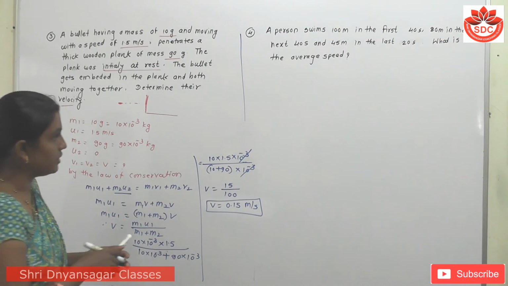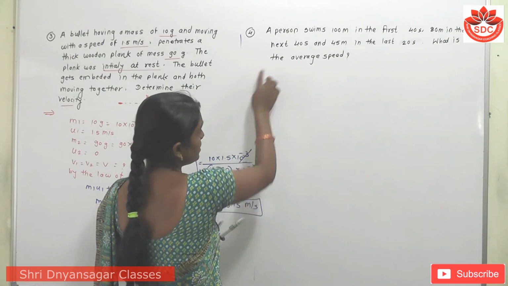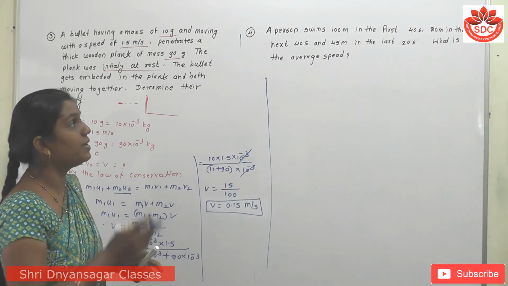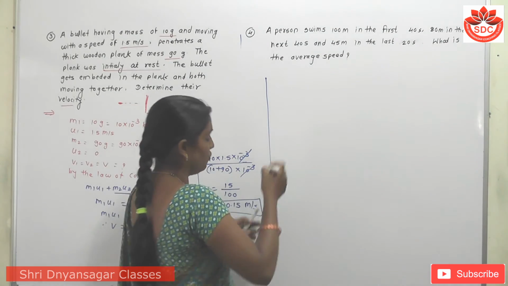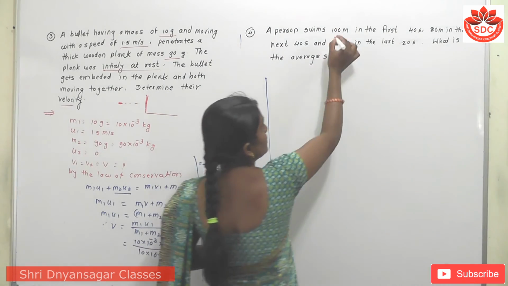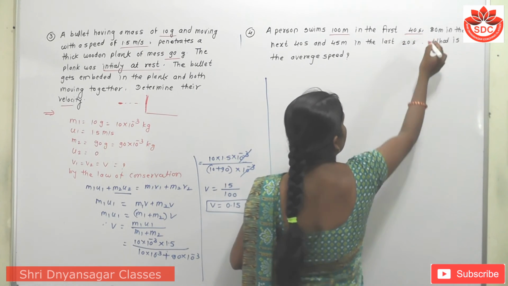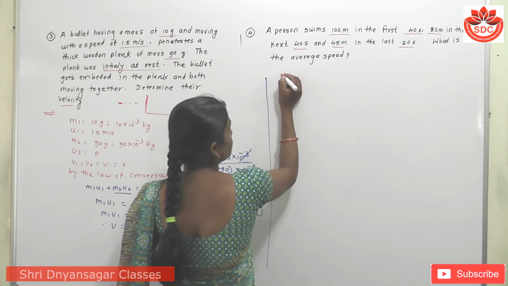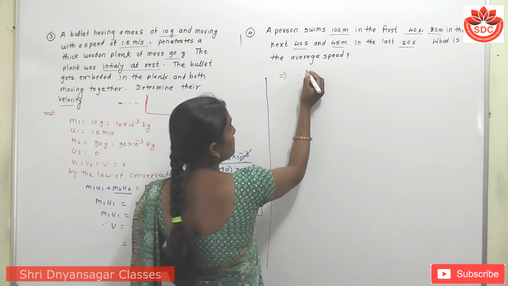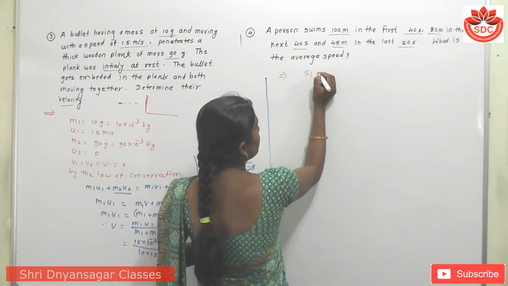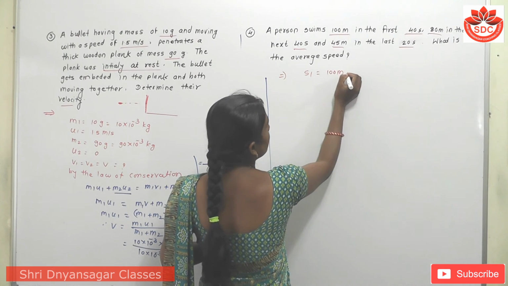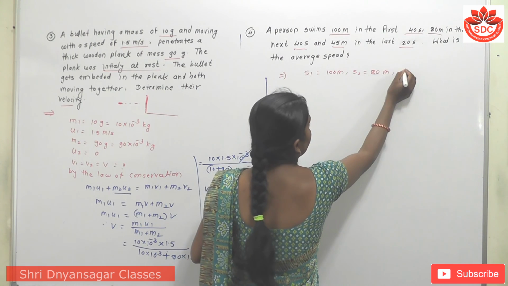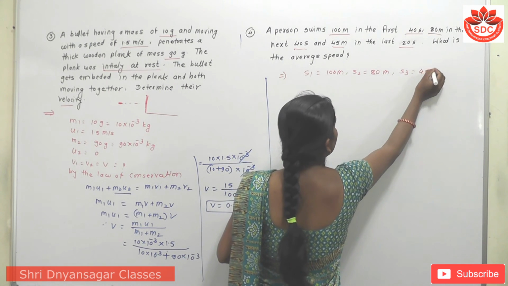Again, here is the same kind of question as we have seen before. A person swims 100 meter in the first 40 second, then 80 meter in the next 40 second, and 45 meter in the last 20 second. We have to find the average speed. So we write S1 is equal to 100 meter, S2 is equal to 80 meter, and S3 is equal to 45 meter.